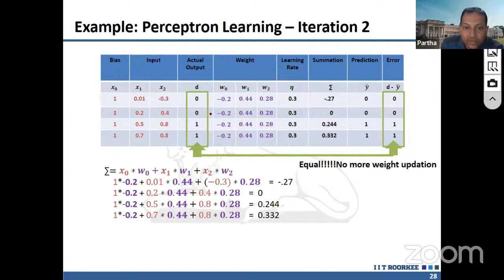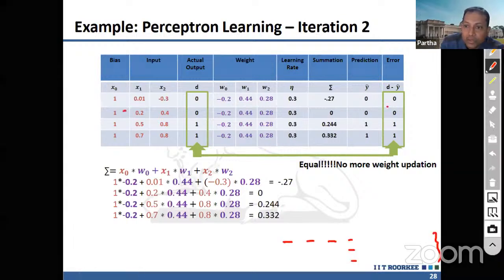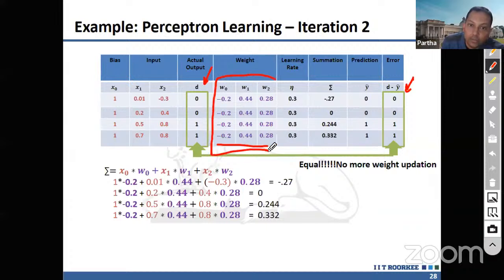At some point, I'll see that the weights are set in such a way. In this example, the weights will be set to -0.2, 0.44, 0.28. And all the predicted outcomes and the ground truths are the same: 0, 0, 0, 0, 1, 1, 1, 1. Then I have to stop. I do not need to change the weights. This means this combination of W0, W1, W2 is set for this example.